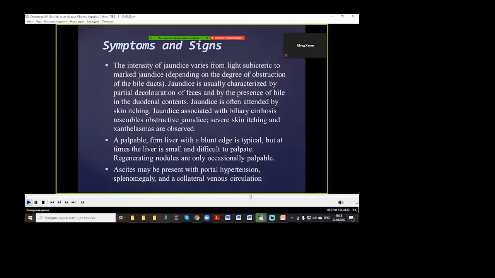The next symptom on general inspection is the presence of ascites. Ascites is a symptom of portal hypertension. It may be accompanied by splenomegaly and collateral venous circulation. From the previous semester you must revise your knowledge of how to assess ascites, the methods of ascites assessment.